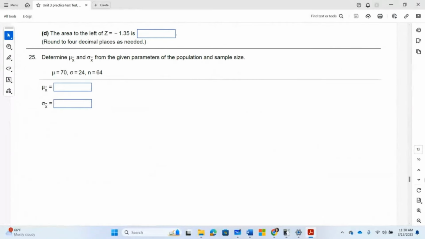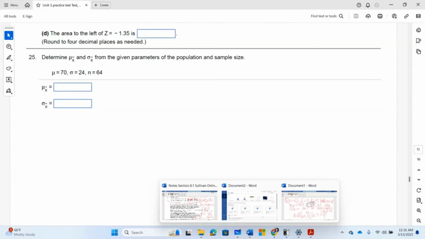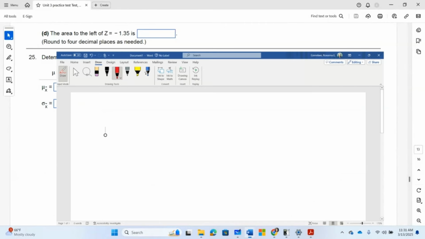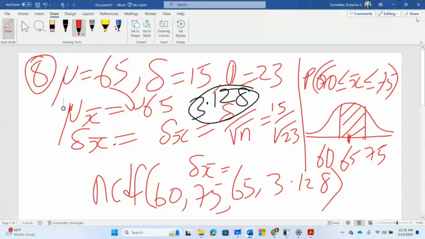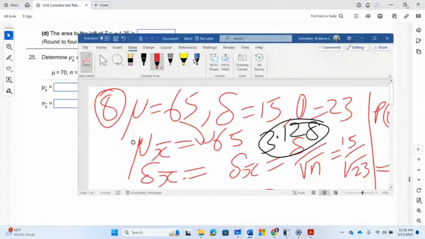Here's another question on central limit theorem. Number 25. It says determine the mu x bar, the standard error from the given parameters of the population and sample size. And whenever you see mu x bar and standard deviation, then you are really talking about central limit theorem.